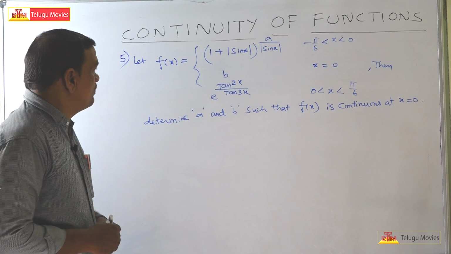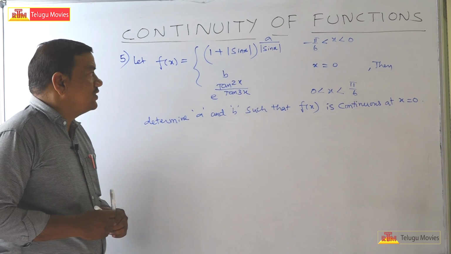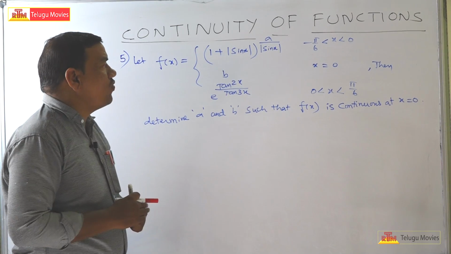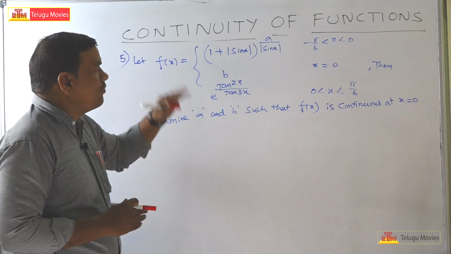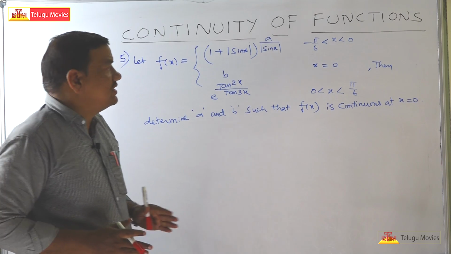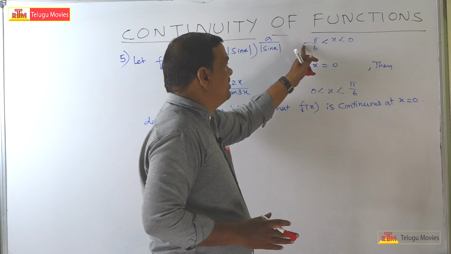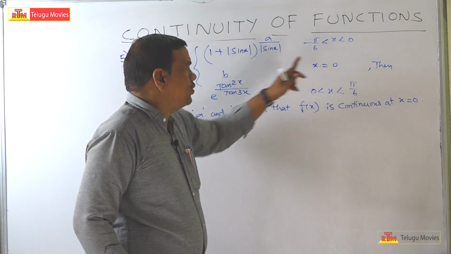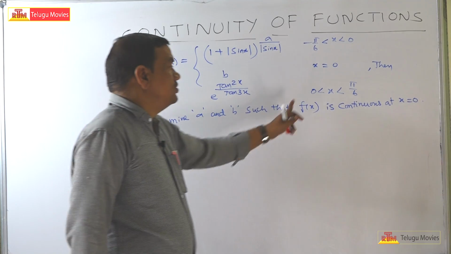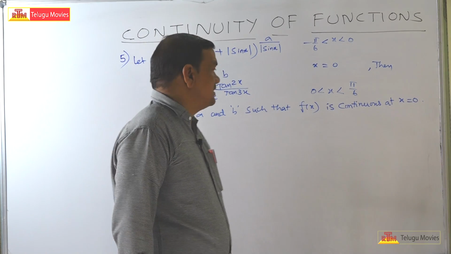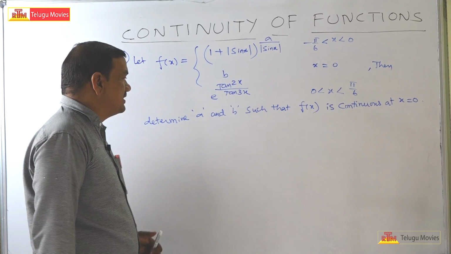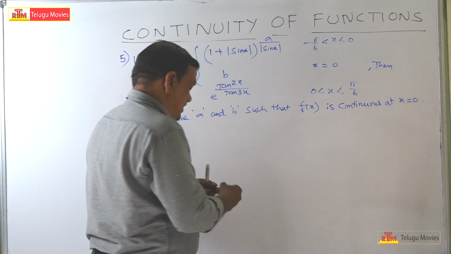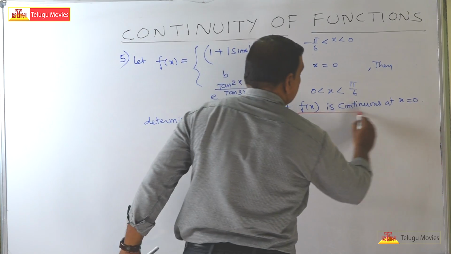Welcome to this problem. f of x is equal to (1 plus modulus of sin x) whole to the power of a by modulus of sin x. This function is defined for x lying between minus pi by 6 and 0, and at exactly 0 the function is defined as b. For 0 less than x less than pi by 6, the function is defined as e power tan 2x upon tan 3x. Determine a and b so that f of x is continuous at x is equal to 0.